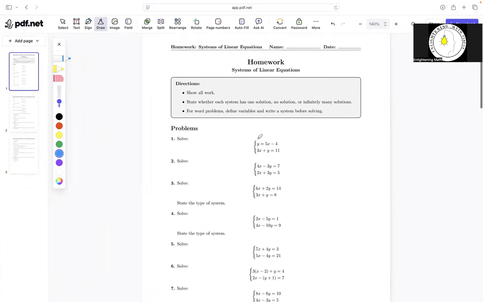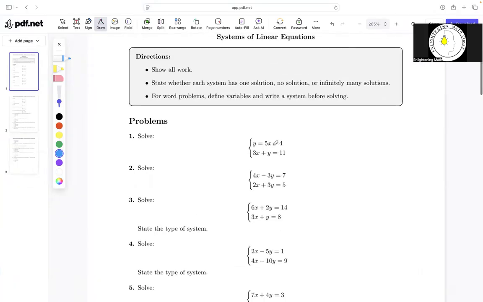Everyone. Today we will be going over systems of linear equations, and we will cover the homework and the solutions to each problem. Let's start with problem one. Problem one is a system of equations, and it states y equals 5x minus 4 and 3x plus y equals 11. We will begin this system by moving the y and x onto the same side.